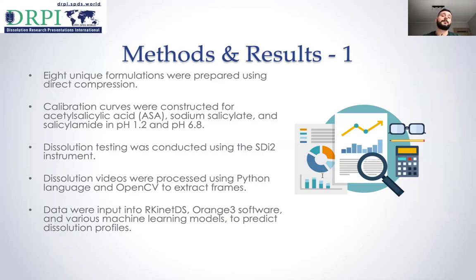Dissolution videos were processed using Python and OpenCV to extract frames. And these frames or images were analyzed using Fiji and SurfChart-J to calculate the surface texture parameters. The data were input into RKinet DS and Orange 3 software for modeling. Also, various machine learning models were developed, including linear regression, random forest, and convolutional neural network.